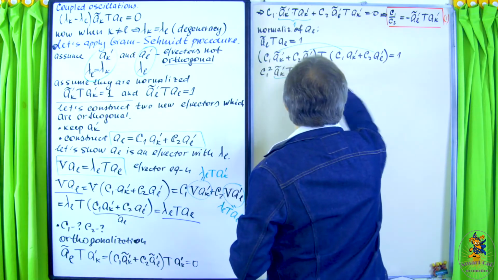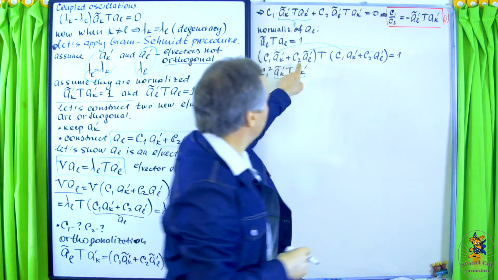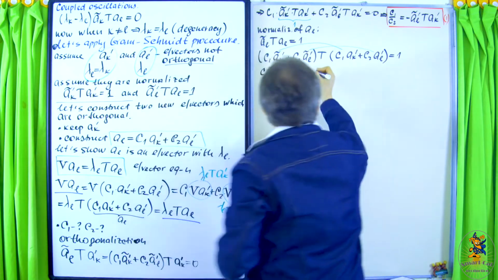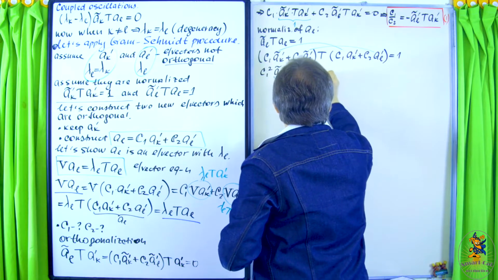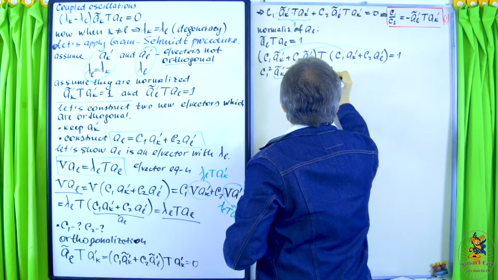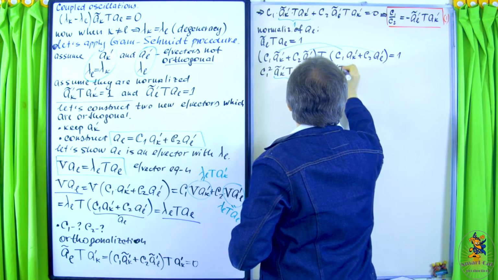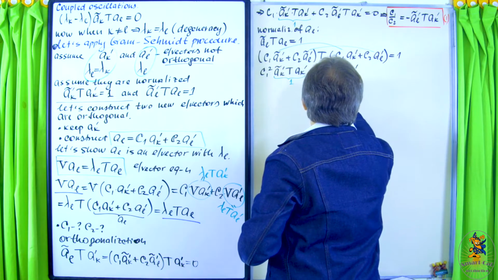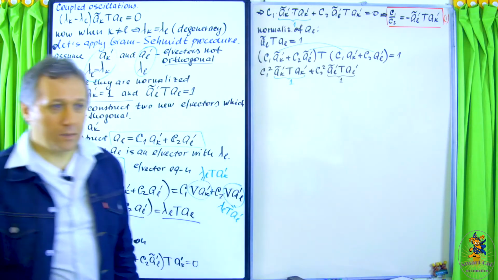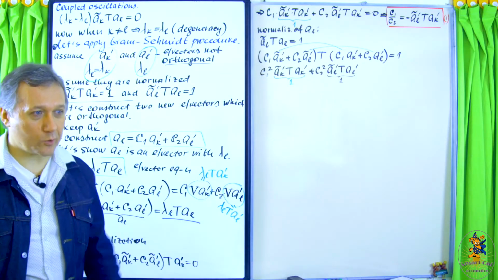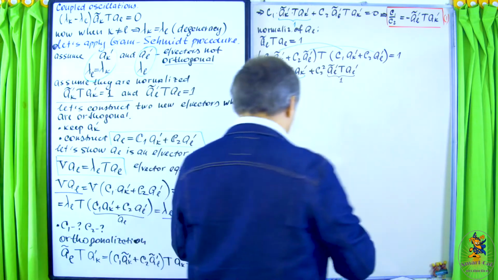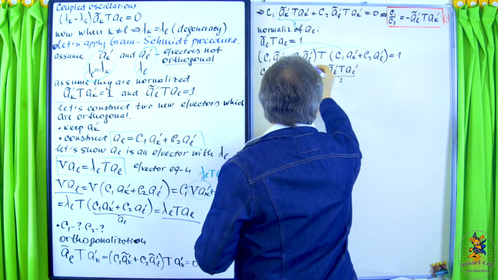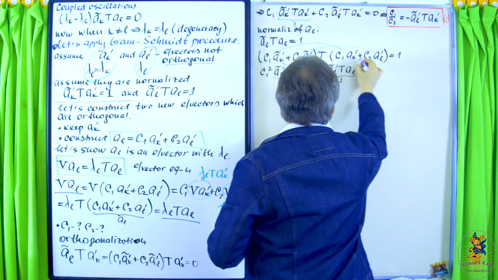Then this with that. It will be exactly the same, but now with AL prime. Okay, let me write it down. So it will be C2 squared and AL prime transposed T AL prime. And again, this is just 1. And then the cross terms, it will be this with that, and then that with that.